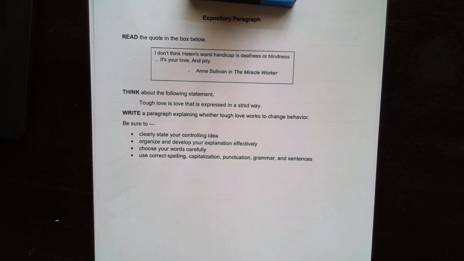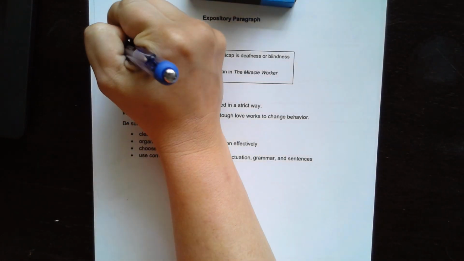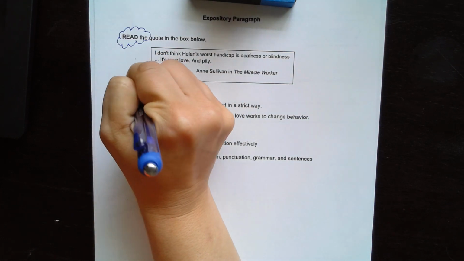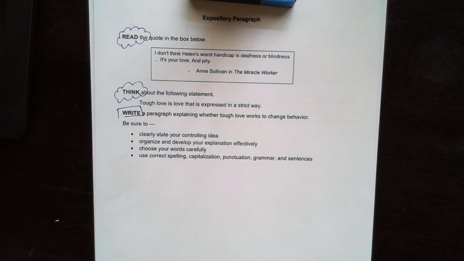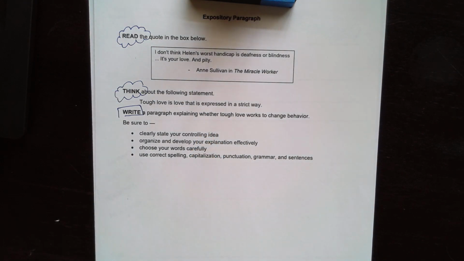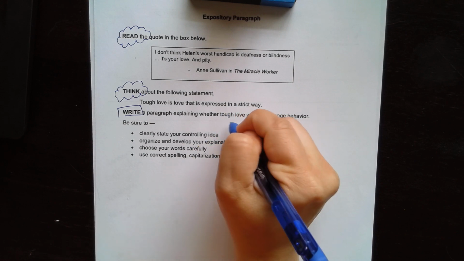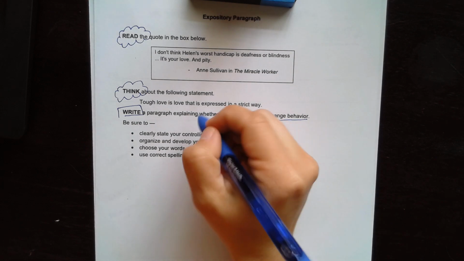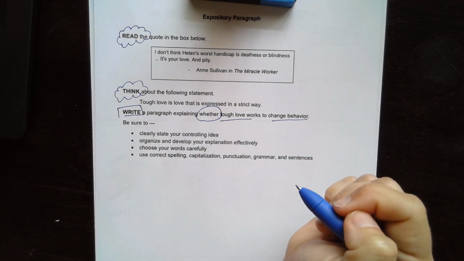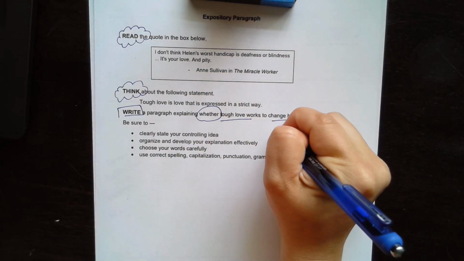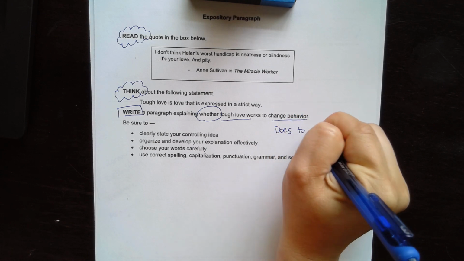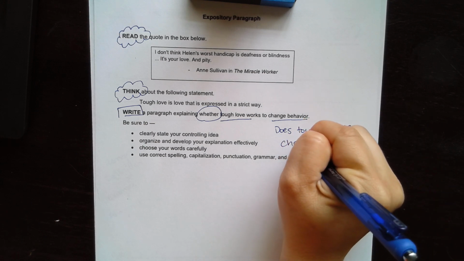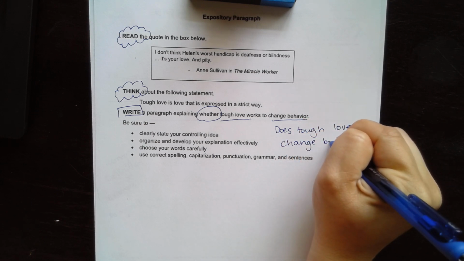All right, so the first thing we need to do is read the prompt. Remember, we need to think about the read, think about the think, and write about the write. So this is what we're actually writing about. So we're going to write a paragraph explaining whether tough love works to change behavior. So this word whether tells me that I need to choose a side, right? So in other words, does tough love change behavior?